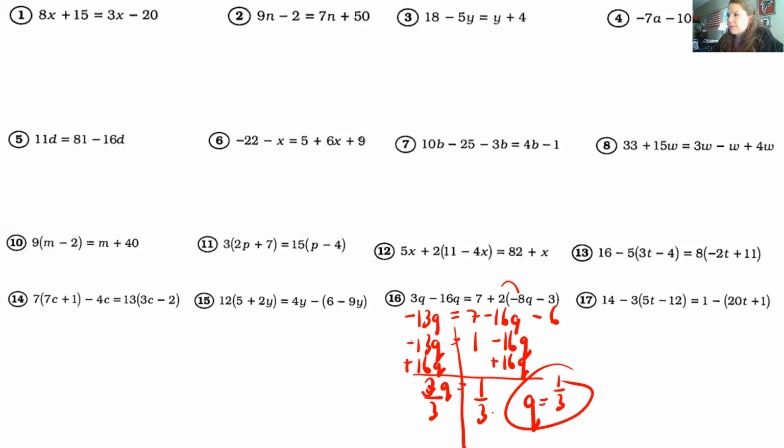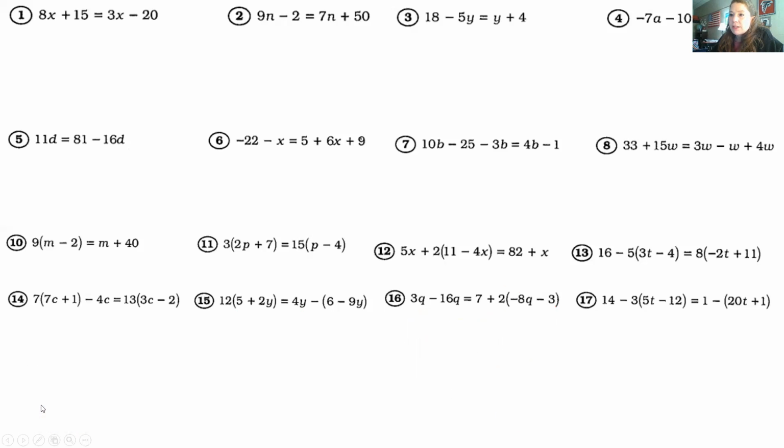Yep, that looks right. If I make a mistake, y'all find it and send me a message and I'll give you some extra credit for finding my mistake.